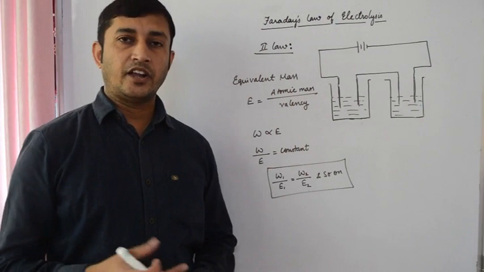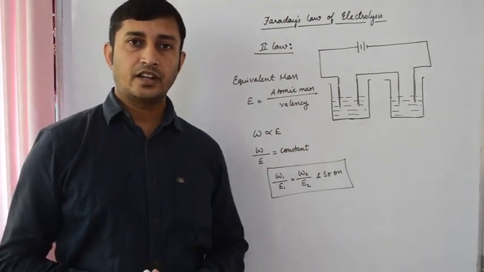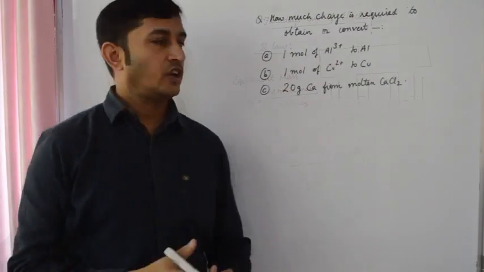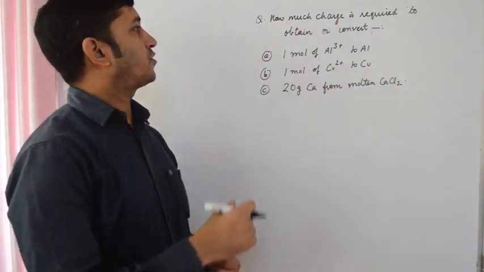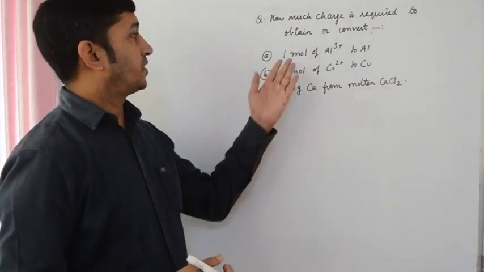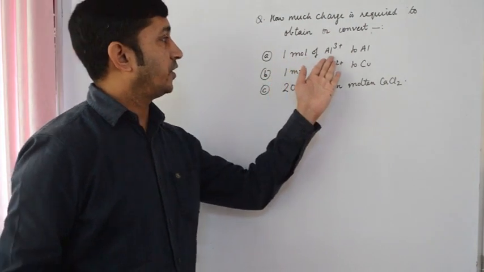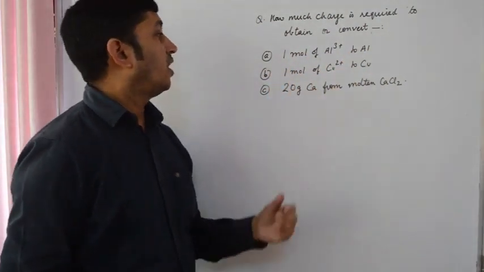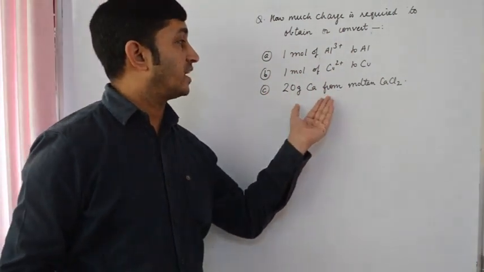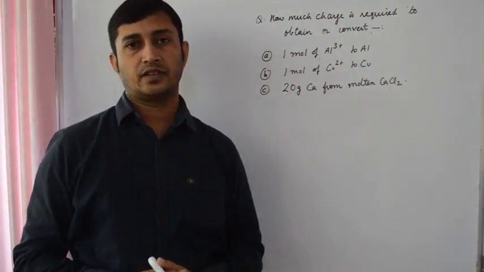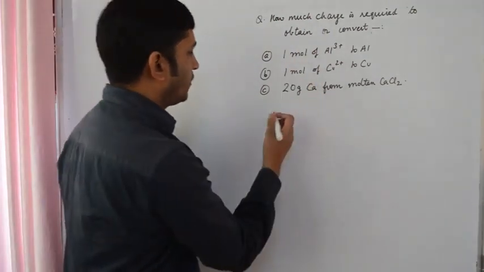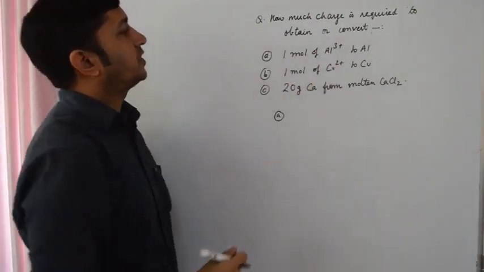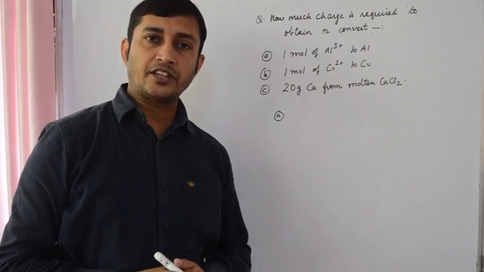Now let us see a numerical based on Faraday's laws of electrolysis. Here is a simple example. We have to calculate the charge required to convert 1 mole of aluminium ion to aluminium, or 1 mole of copper ion to copper, or to obtain 20 gram of calcium from molten CaCl2. So we will see one by one. First, we need to convert 1 mole of aluminium ion to aluminium.